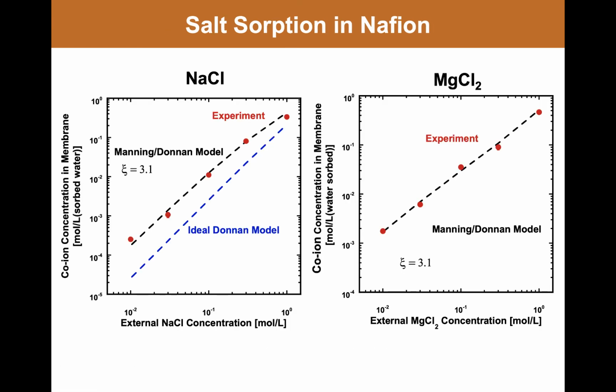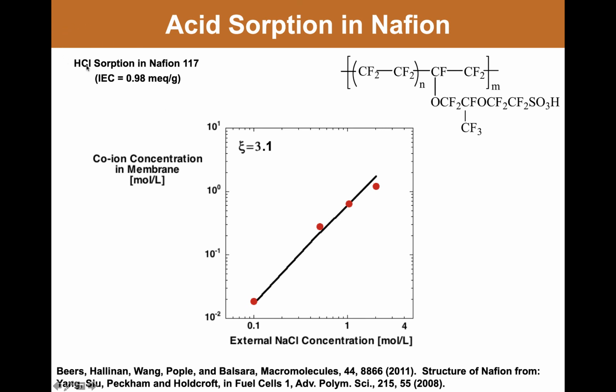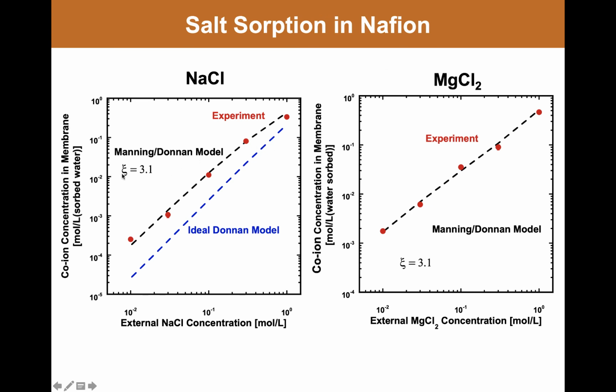This is showing the data I showed you a moment ago for sodium chloride partitioning into now Nafion, and the value of the Manning parameter that was determined and really well fit hydrochloric acid data, that same Manning parameter gives great agreement with sodium chloride. And again, the ideal Donnan model gives poor agreement here. And then as you switch salts from something that's monovalent to a divalent salt like magnesium chloride, using the same Manning parameter, you calculate the co-ion concentration, and it's almost perfect agreement.